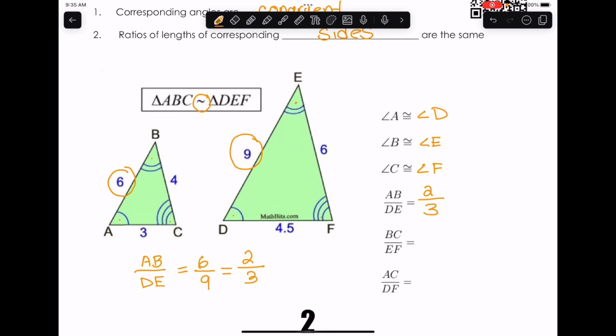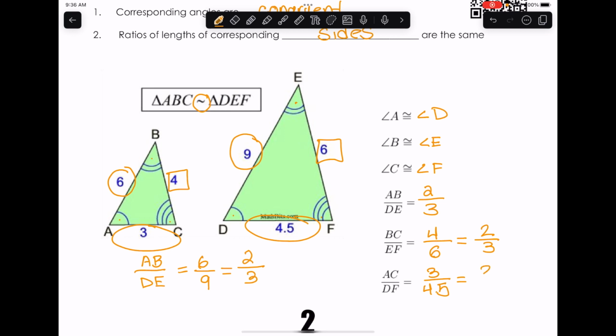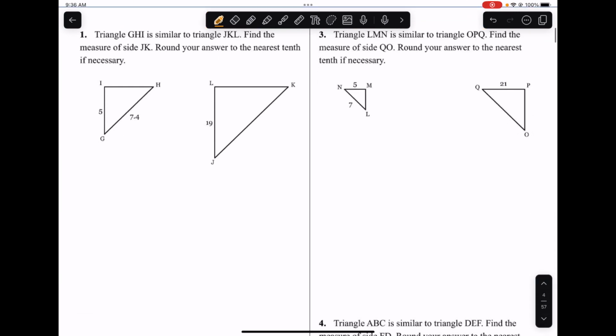Now, if I compare the rest of my ratios of sides, BC is 4, EF is 6. Again, I will get 2 over 3. AC is 3, DF is 4.5. Again, I will get 2 over 3. So because the ratio of the lengths is all the same, they're proportional, so then we can say the triangles are similar.